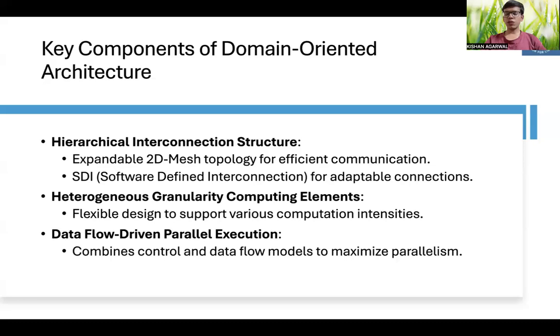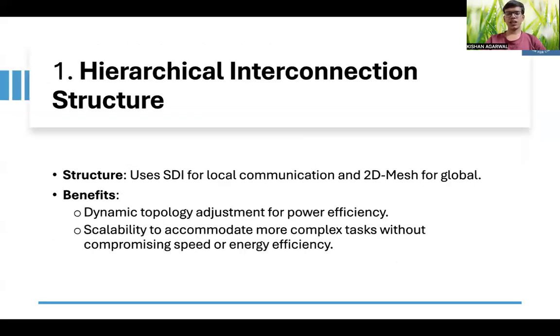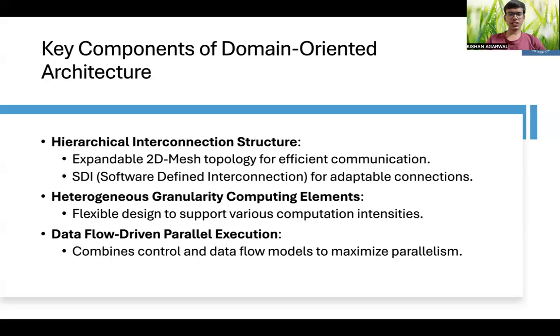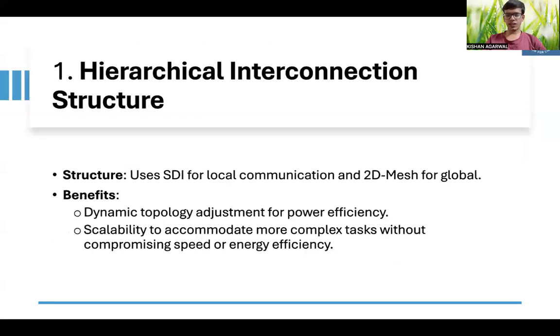We have seen that in von Neumann architecture we have serial execution. In this, we'll try to implement parallel execution, which combines control and data flow models to maximize parallelism. Let us discuss them one by one. The hierarchical interconnection structure uses SDI, that is software-defined interconnection, for local communication, and 2D mesh for global communication. What are the benefits of using this? Dynamic topology adjustment for power efficiency, and scalability to accommodate more complex tasks without compromising speed or energy efficiency.